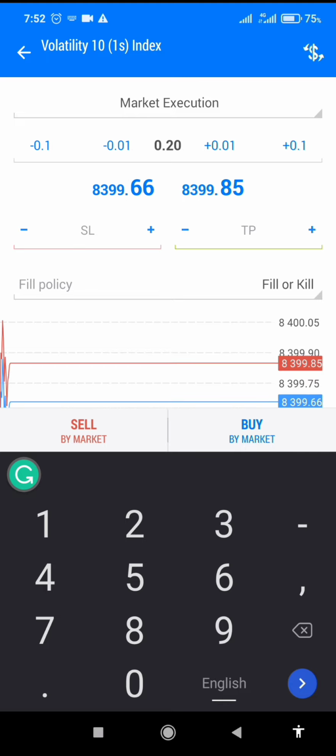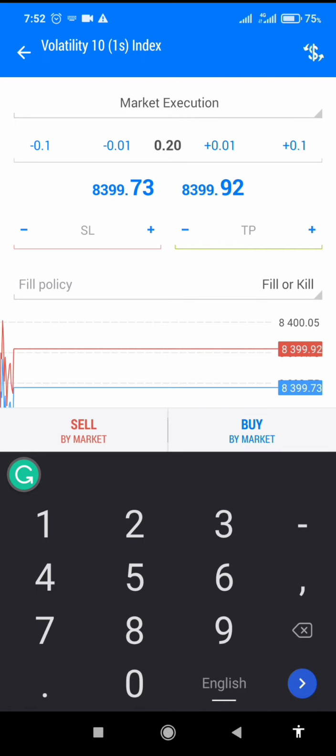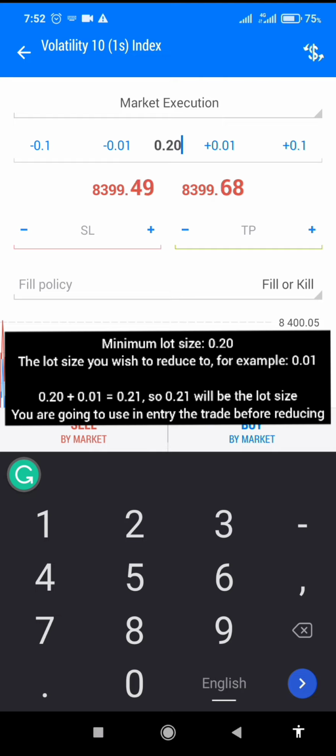So firstly, you know the minimum lot size, which is 0.20. Now the lot size you wish to trade with is 0.01. So you're going to add 0.01 to this 0.20. Add it together, that will be 0.21. So now you're going to be trading with 0.21. That is the first thing.